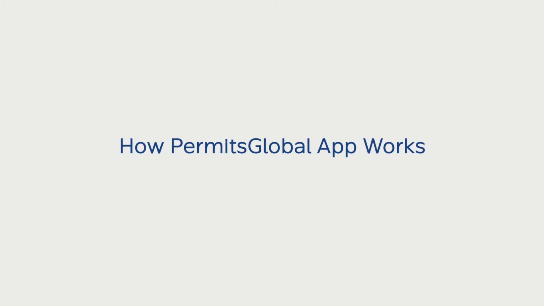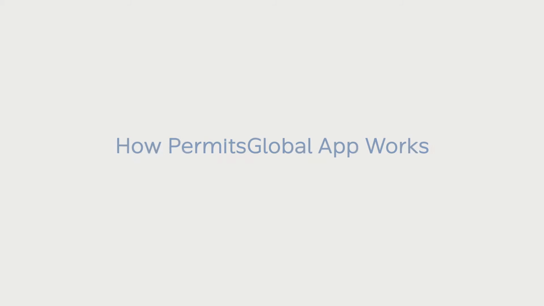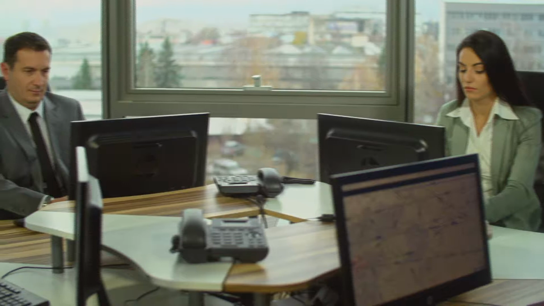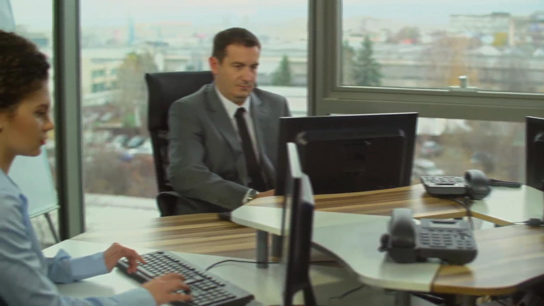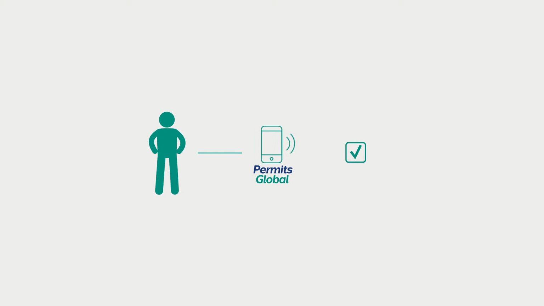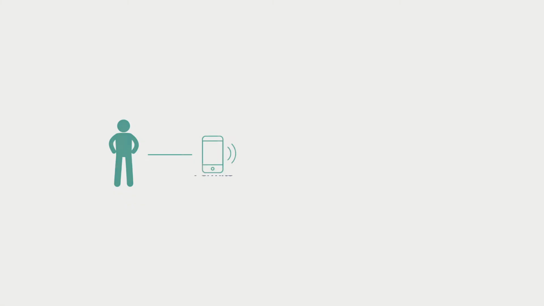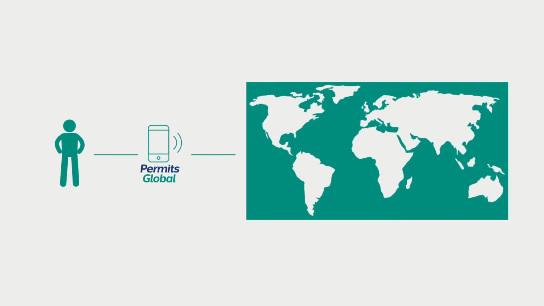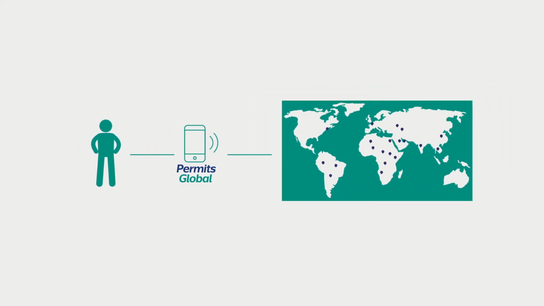How PermitsGlobal app works. As a user of PermitsGlobal, you can go online via the web, your mobile or tablet, whenever you want and wherever you are. The application is simply built to change the way you get your flight permits. The PermitsGlobal application allows users to request flight permits for any country in the world at any time.